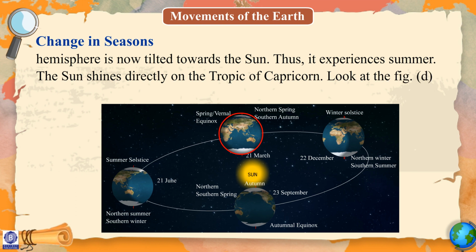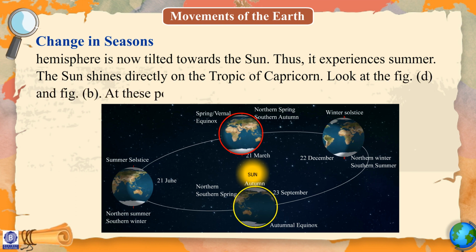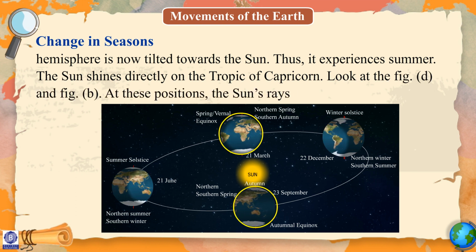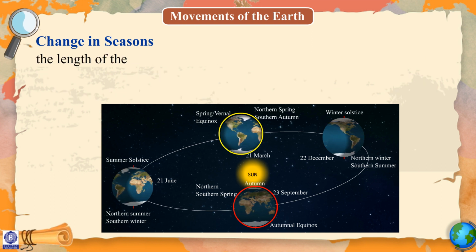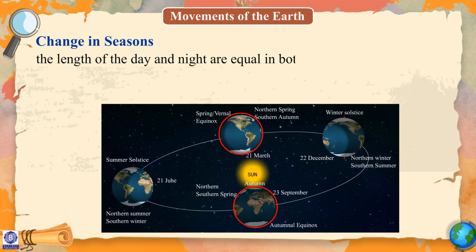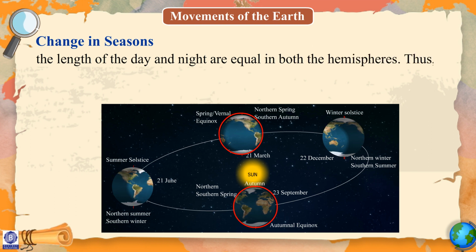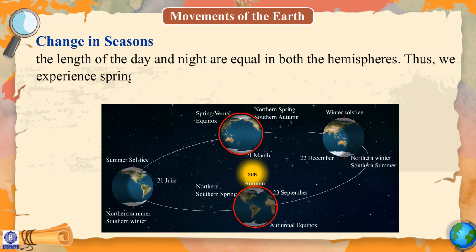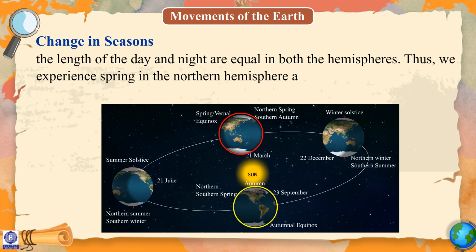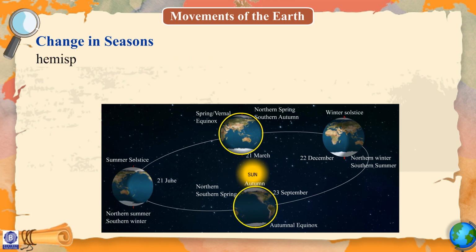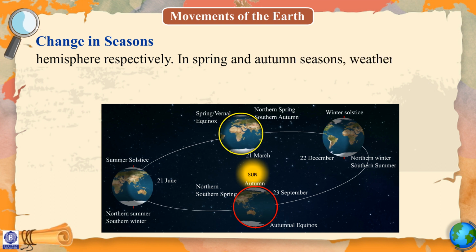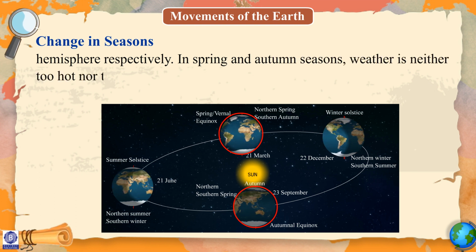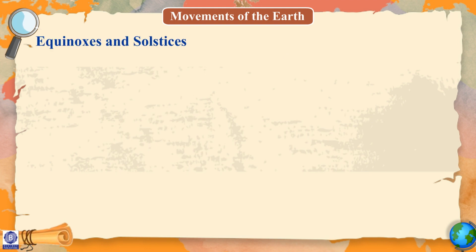Look at the figure D and figure B. At these positions, the Sun's rays fall on the equator. As a result, the length of the day and night are equal in both the hemispheres. Thus, we experience spring in the northern hemisphere and autumn in the southern hemisphere respectively. In spring and autumn seasons, weather is neither too hot nor too cold.